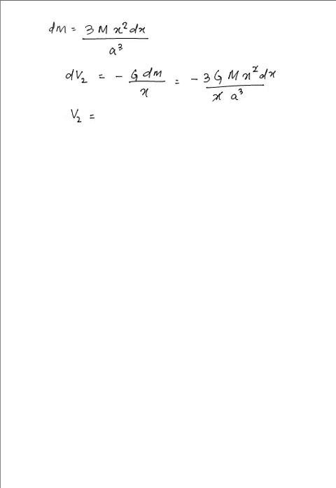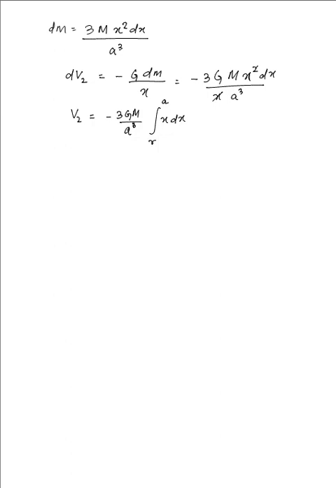So v2 will obviously be equal to the integration of this, so minus 3GM divided by a cube, a being constant, that is the radius of the sphere that has been given. Only thing that is changing or varying is x. And how does x vary? X varies from the radius of that point, the position of that point P, and then further outwardly till the surface that is having a radius a for that given sphere.